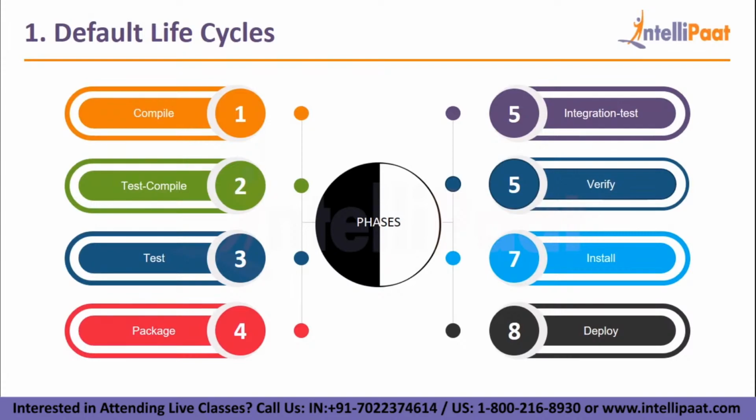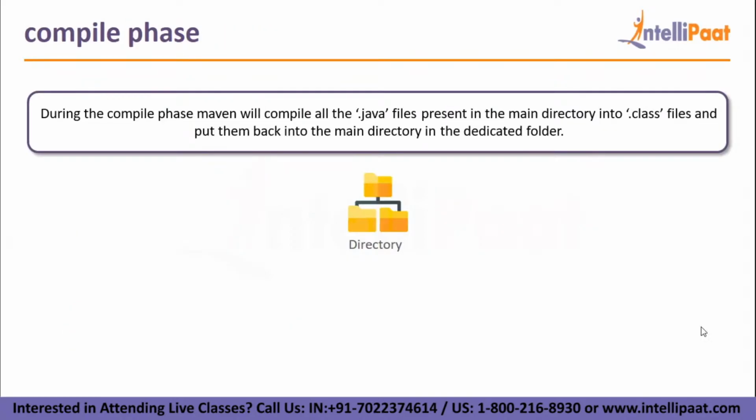There's the compile phase, the test compile phase, the test phase, the package phase, the integration test phase, the verify phase, the install phase, and the deploy phase. Let's start with the compile phase. During the compile phase, Maven will compile all the .java files present in the main directory into .class files and put them back into the main directory in the dedicated folder. What this basically means is that it will take all the source files, all the code that has been written by the developers, and convert it into bytecode.